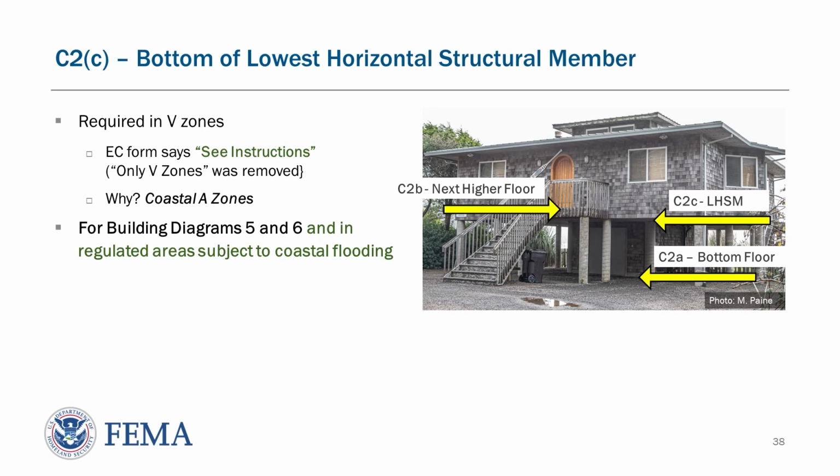In C2C, there has been a change on the form. The "only for V zones" phrase was removed because of coastal A zones and other areas regulated as being subject to coastal flooding. The result is that the elevations will be recorded for more than just V zone buildings. There's no change in the way it's measured. It's still the elevation of the bottom of the lowest horizontal structural member. If this item doesn't apply to the building, just enter NA. If the current version of the form isn't allowing text in the number fields, you can leave it blank and use the comments to explain.